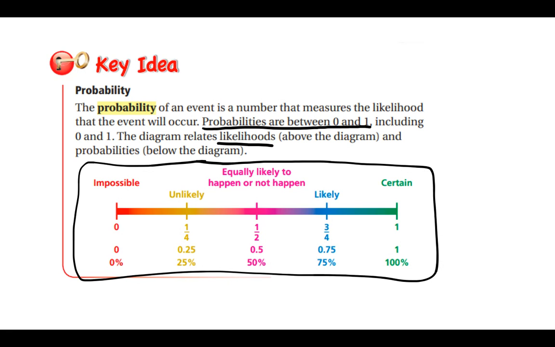Equally likely to happen or not happen. So that's just kind of in the middle. And that's half, 0.5, or 50%. Likely is 3/4, 0.75, 75%. And certain is 1 or 100%. Okay, so make sure you have this down in your notebook. Write this down, and then you can move on.